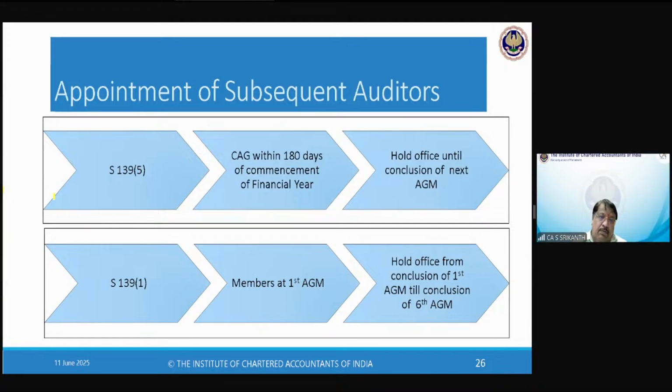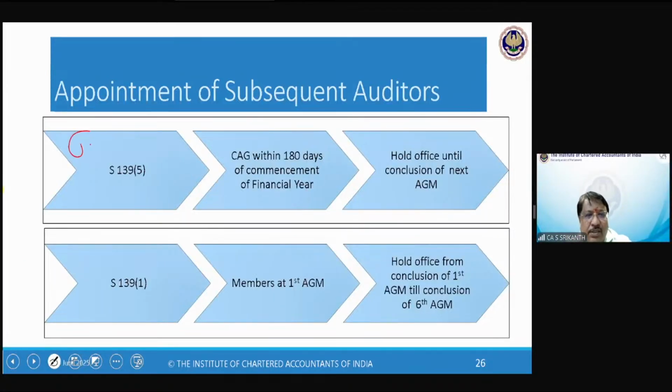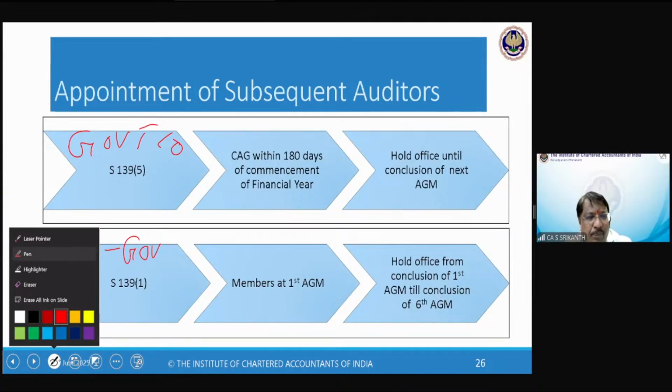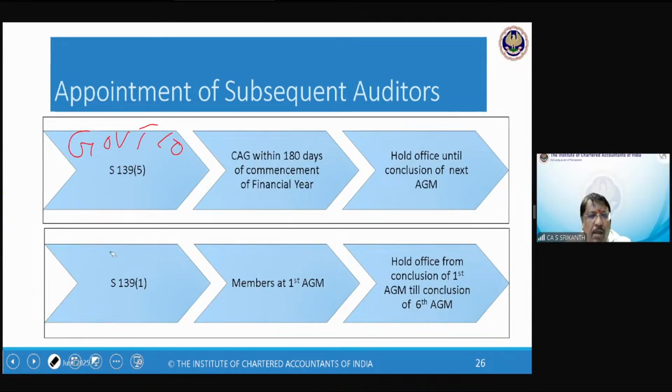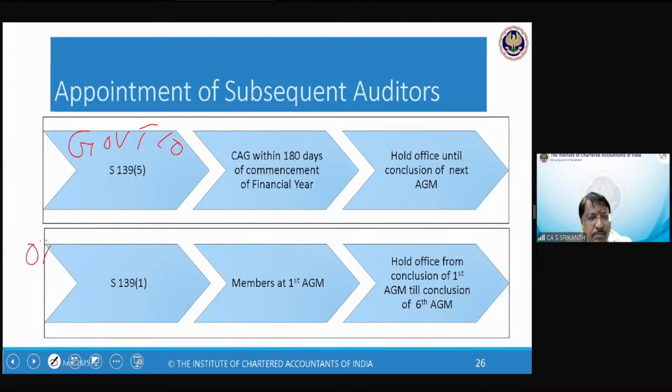But in the case of a non-government company, maybe I have not written here, so some of you may get angry with me. Please don't do that. This is a government company. This is a non-government company. Or instead of saying non-government, I would prefer to say other.